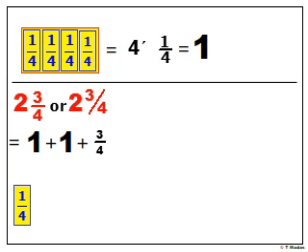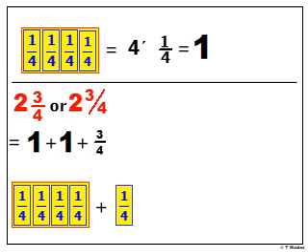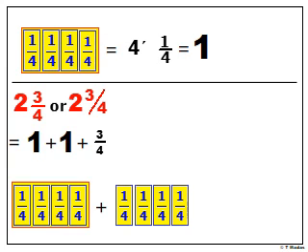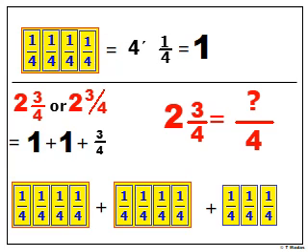So 1 over 4 plus 1 over 4 plus 1 over 4 plus 1 over 4 represents a 1, and also another 1 over 4 plus 1 over 4 plus 1 over 4 plus 1 over 4. This is another 1, plus 3 over 4, which is 3/4. So if you count them all, 1, 2, 3, 4, 5, 6, 7, 8, 9, 10, 11, it's the same as 11 over 4.